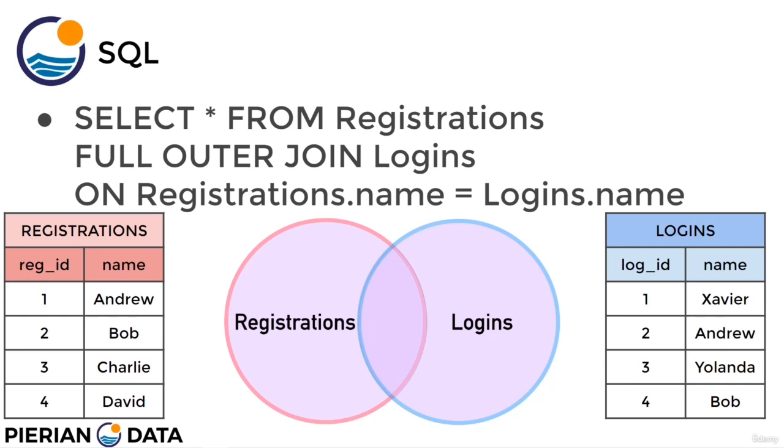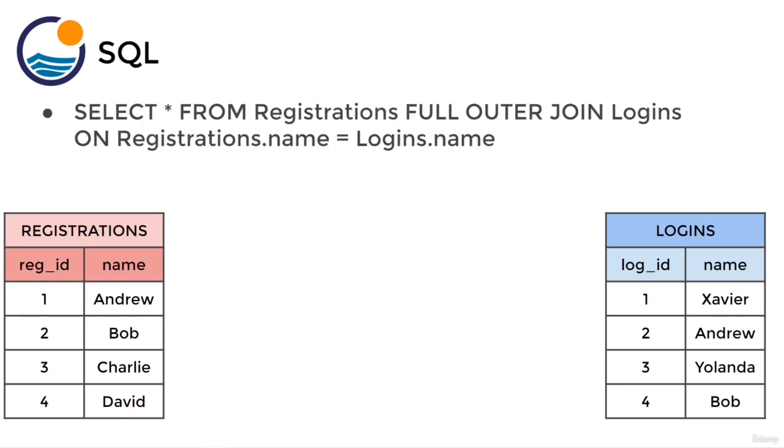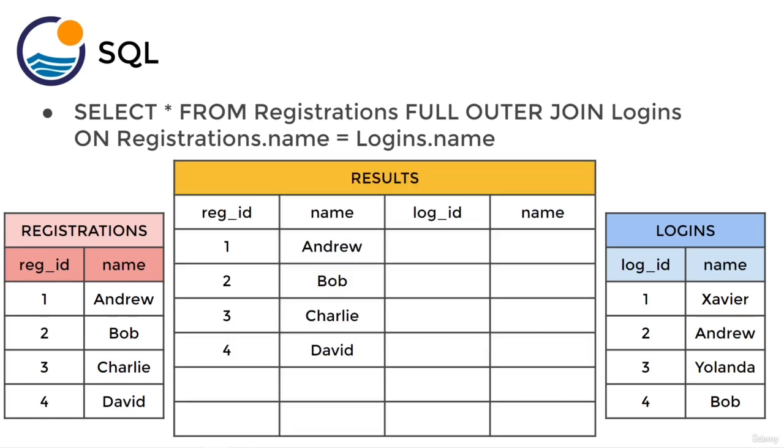First, we're saying grab everything from the registrations table. So I'm going to first make this font a little smaller so we can fit in the results table. We're going to fill in the results table the way we can think about this. We're saying grab everything from registrations and a full outer join on logins. So we fill in first everything from registrations. Again, we don't really need to worry whether or not they're in table B or logins because we're grabbing everything anyways. So we fill in Andrew, Bob, Charlie, and David.